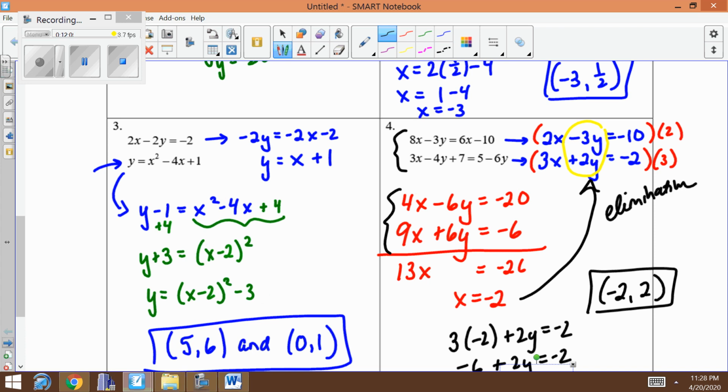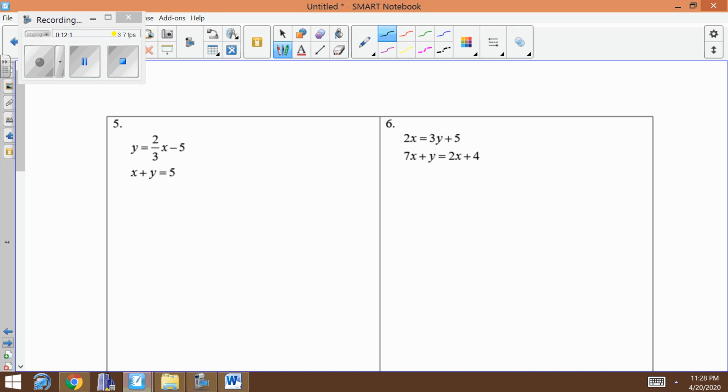All right, let's try 2 more here just to again look at them. So when I see number 5, it should stand out to you right away like, ooh, this one is slope-intercept form, and it has a 2/3. Now, again, it's also solved for y. So could you take this and sub it in here? Absolutely. The only thing there is that we have an x plus 2/3 x. It's just a fraction. Could you deal with it?